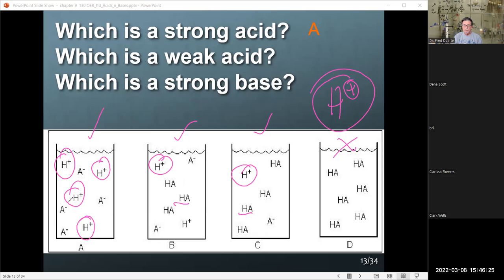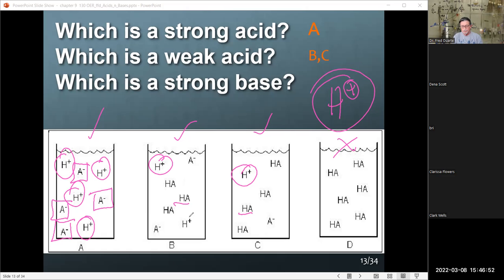because you don't see any combined examples of HA. Everybody is totally separated into their ions. So this definitely A will be a strong acid. And B and C certainly would be weak bases. Excuse me, weak acids, not bases.